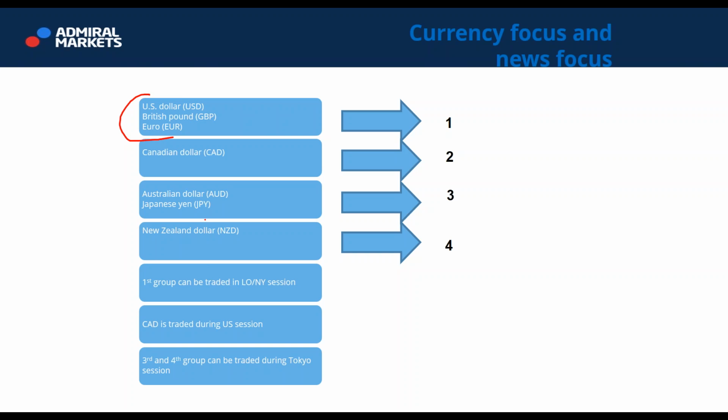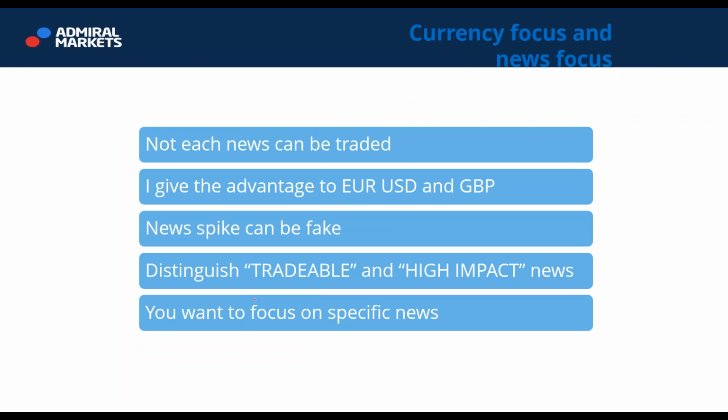Then Australian dollar and Japanese yen are traded during the Tokyo session, of course, and for Canadian dollar, I might say that you should focus on the US session for trading any CAD related news. It's very important to understand this concept, because guys, it's simply nonsense to me to trade dollar CAD during the Tokyo session. Why would you do that? So you want to stick to some logic in trading, and that is to respect the session, okay? You need to respect different sessions. Not every news can be traded.